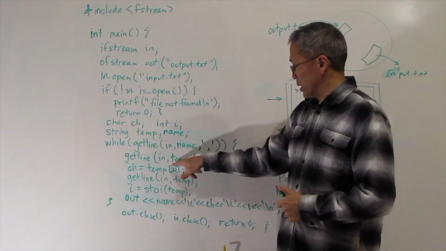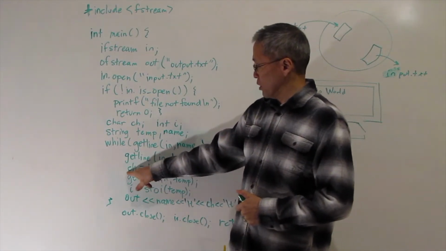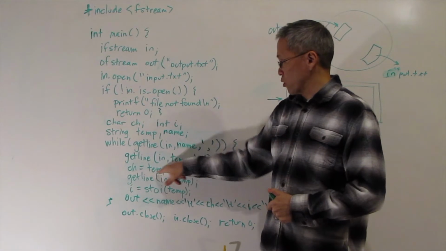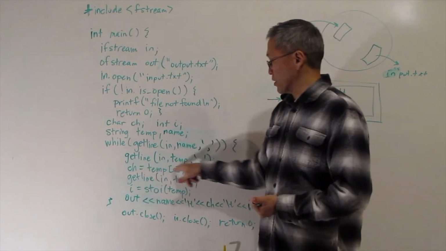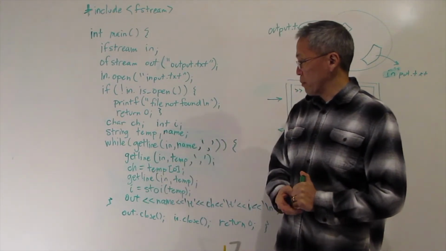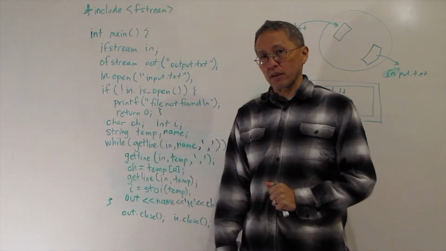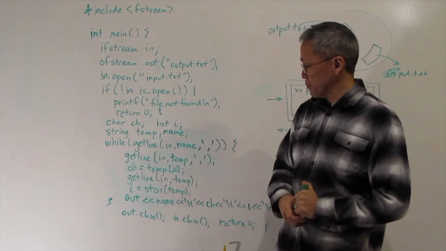So it's going to read to the comma, and stick it in temp, and then I'm going to use the ch, and I'm just going to grab the first character in temp. There should only be one. But if there's not, I'm just going to grab that first character in temp, so temp[0] with the square brackets. That says get that first character, or the 0th character, if you will, and stick it into ch.